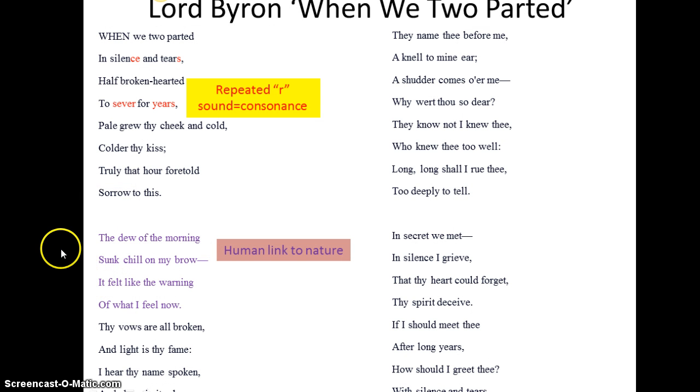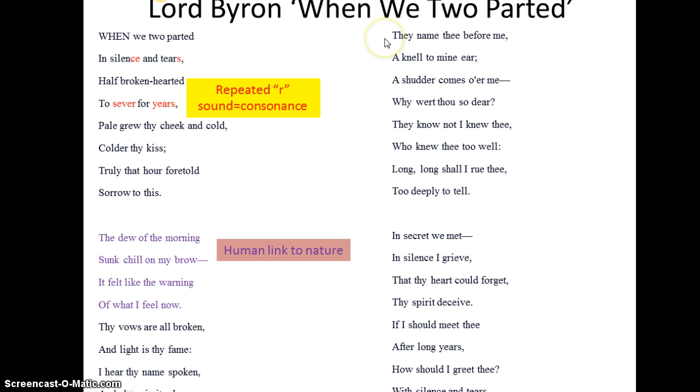That emphasizes a lot of love poetry, but it also can have a brokenness, so A, B, A, B. So two partners, but they're not together. And so that rhyme scheme can emphasize that. We also have the human link to nature here through the speaker.